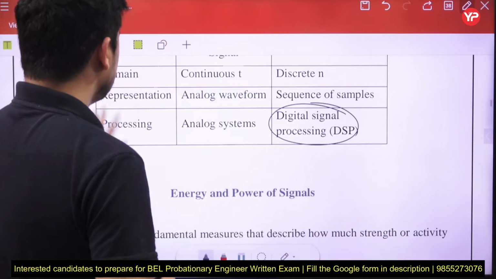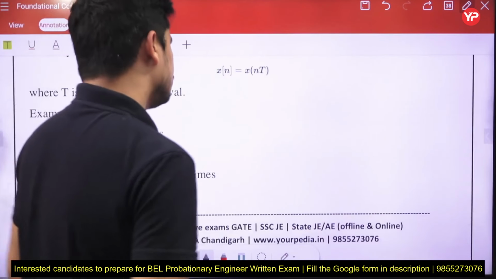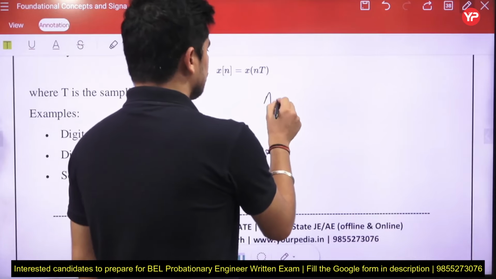Now there is one more thing you have to understand here. There are two more things here. That is the analog signal.